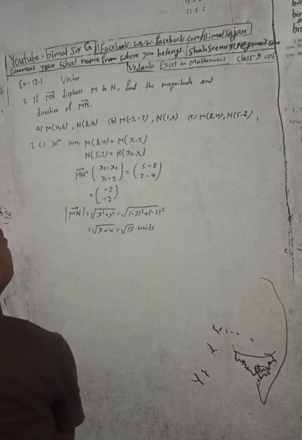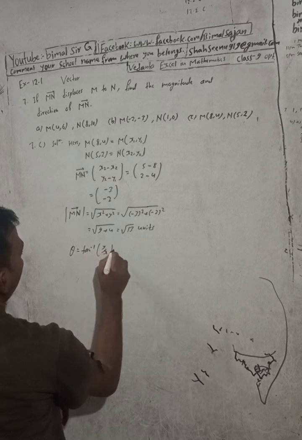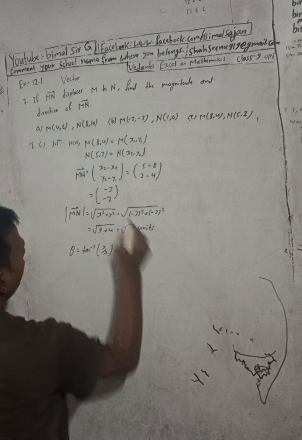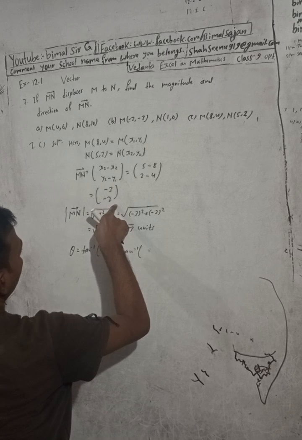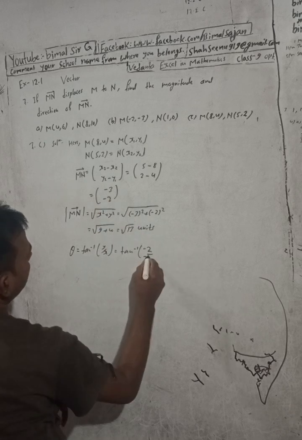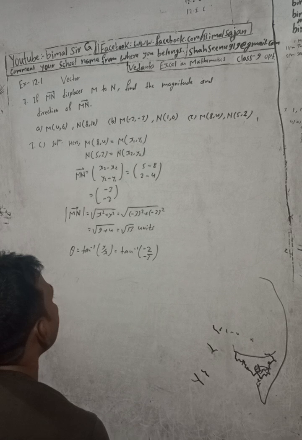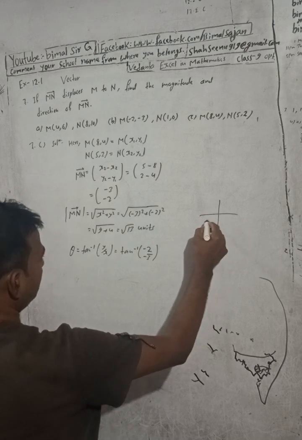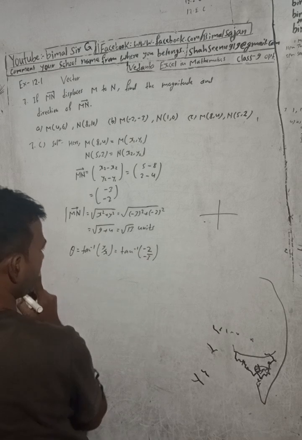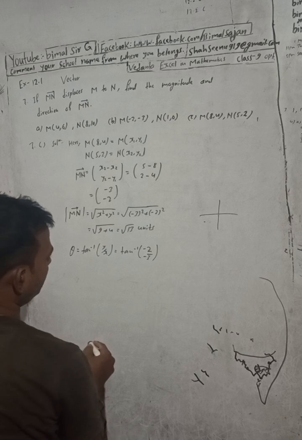Now we have to find the direction, and the direction of this MN vector is given by theta is equal to tan inverse y by x. So this is equal to tan inverse of y by x, where x is minus 3 and y is minus 2, so minus 2 divided by minus 3. Both are minus, so the value lies in the third quadrant. Third quadrant means this is 180 plus tan inverse of 2 by 3.